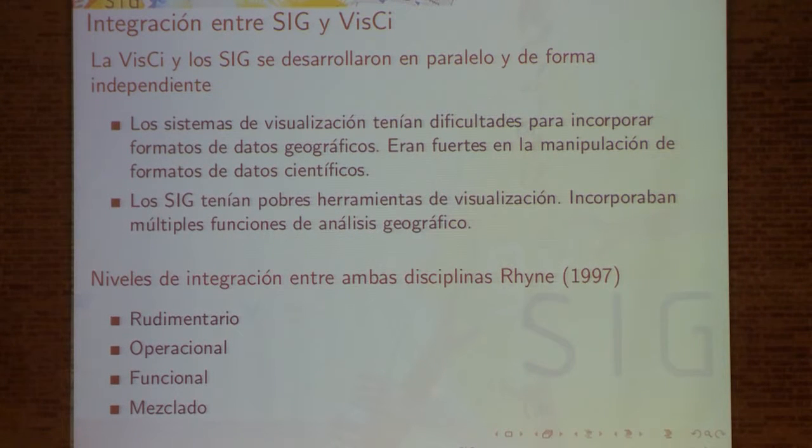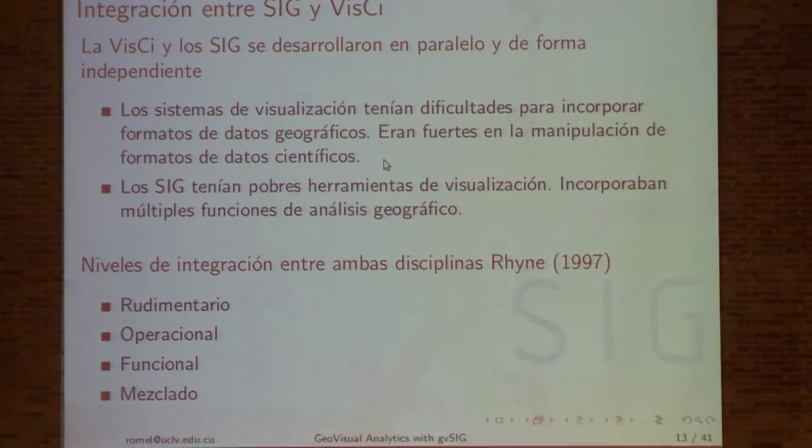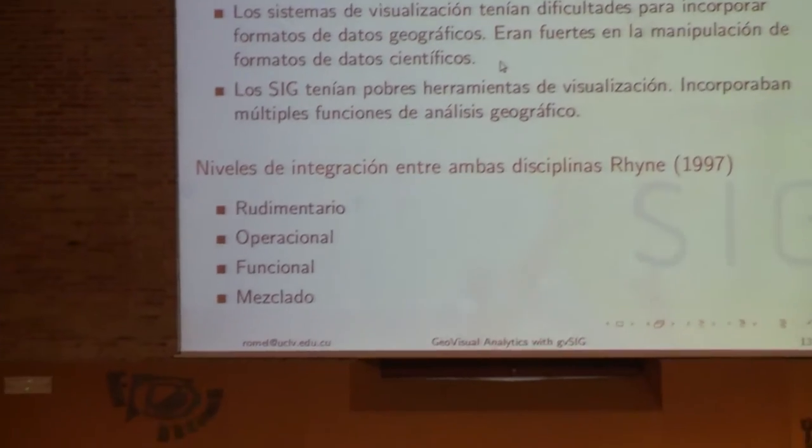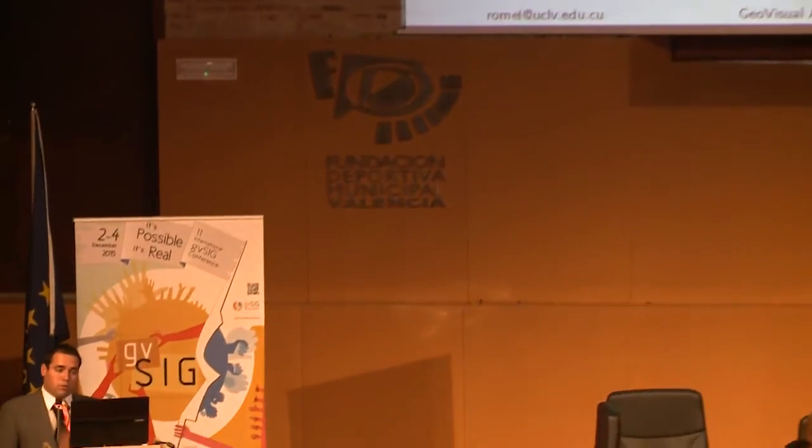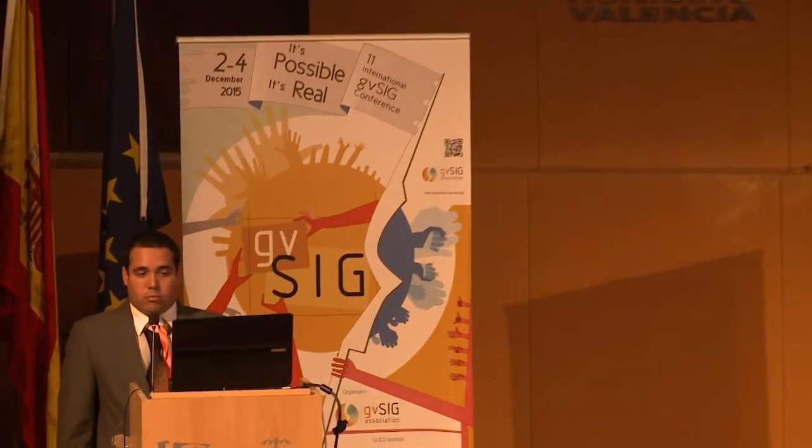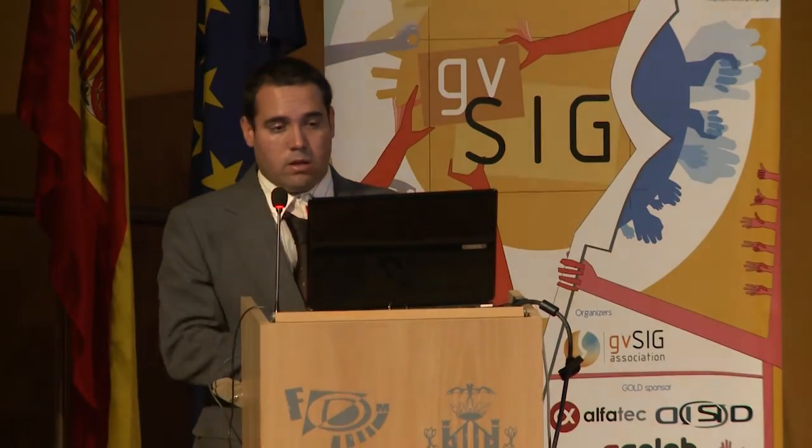And this trend of integration between geographical information systems and scientific visualization has been around for many years. In the decade of the 2000s, they were in development, and for instance, the display systems had some difficulties to incorporate the formats of the geographic data, but they were very strong in the handling of scientific data formats.